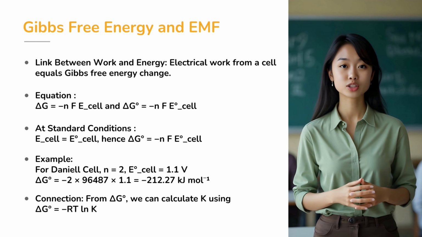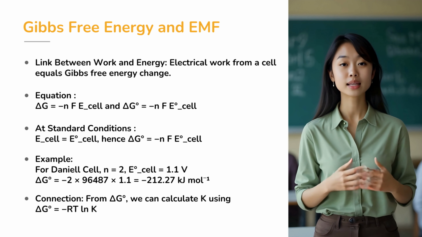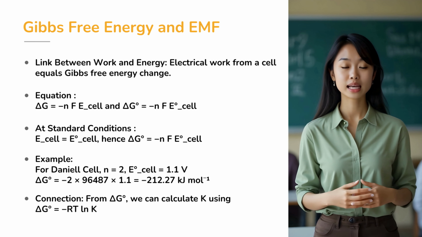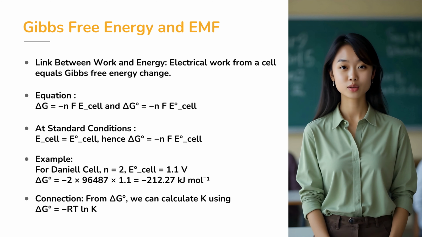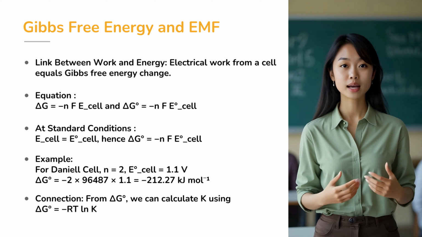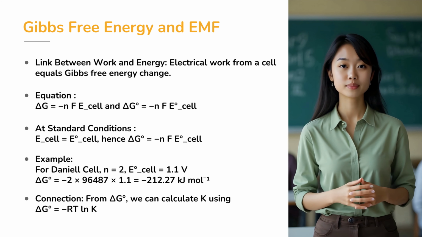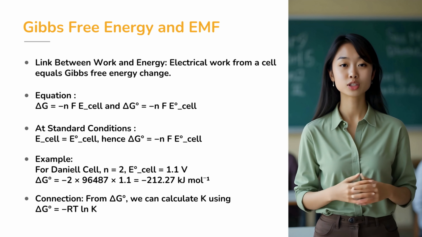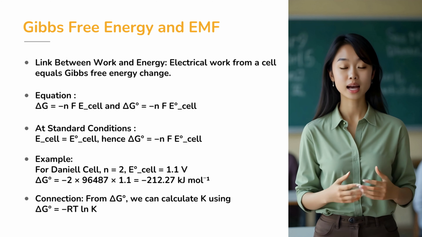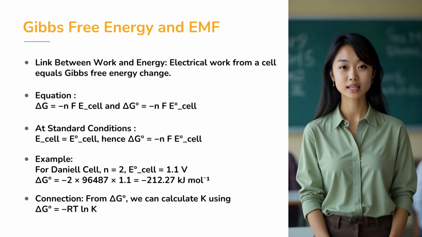At standard conditions, this becomes standard Gibbs free energy equals minus nFE° cell. Take the Daniell cell as an example. 2 electrons, standard potential is 1.1 volts. Multiply and convert and you get negative 212.3 kilojoules per mole. That's a significant amount of energy and it explains why these reactions are so useful in batteries, in sensors, and even in biological redox processes.